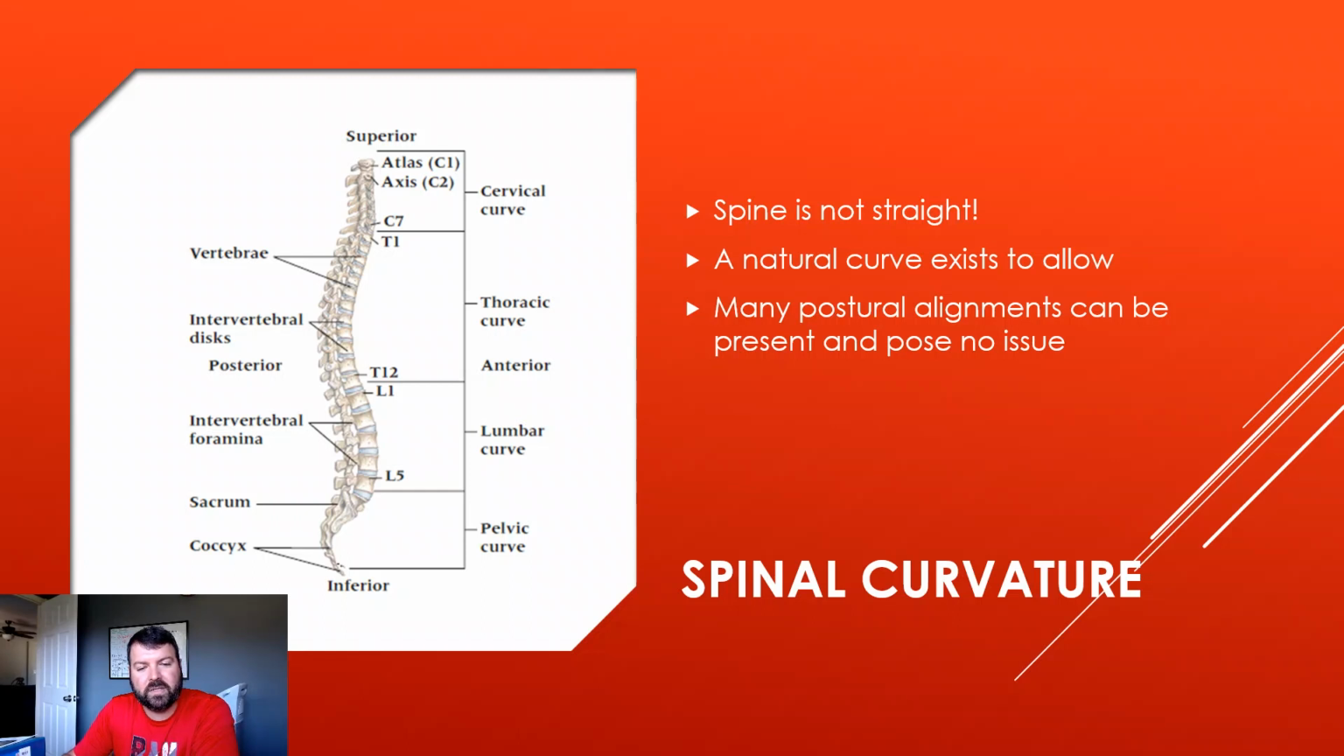Next, we'll talk a little bit about the spinal curvature. Your spine is not straight. It has this weird kind of S motion going on, and that curvature is very natural for your body.